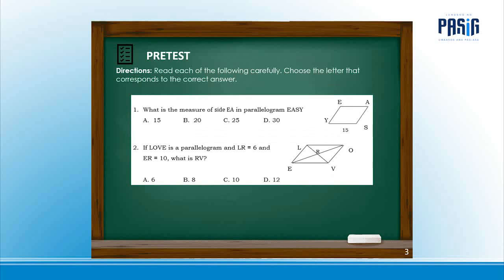Number 2. If LOVE is a parallelogram and LR is equal to 6 and ER is equal to 10, what is RV? Using the figure at the right. A. 6, B. 8, C. 10, and D. 12. Timer starts now.